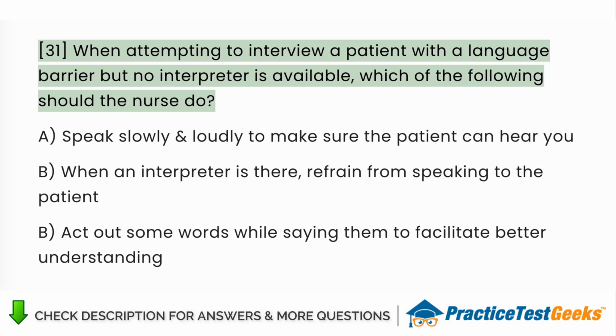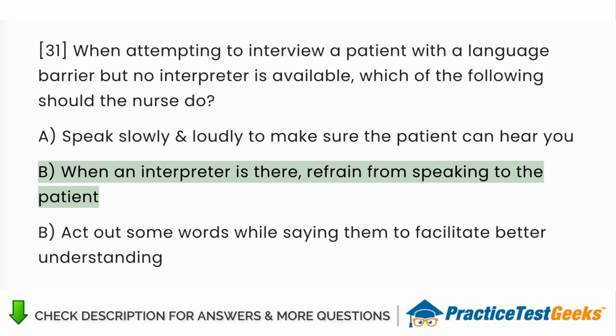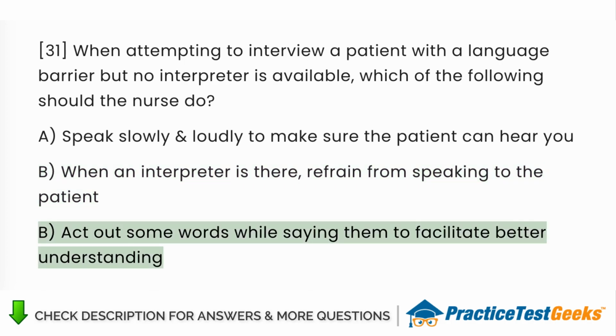When attempting to interview a patient with a language barrier but no interpreter is available, which of the following should the nurse do? A. Speak slowly and loudly to make sure the patient can hear you. B. When an interpreter is there, refrain from speaking to the patient. B. Act out some words while saying them to facilitate better understanding.